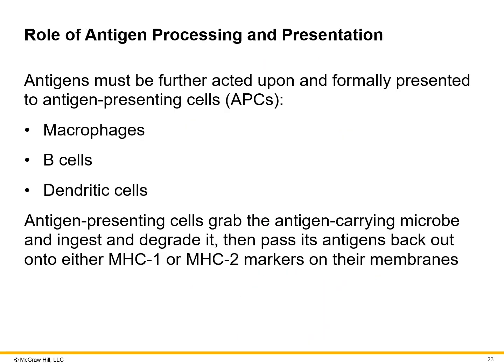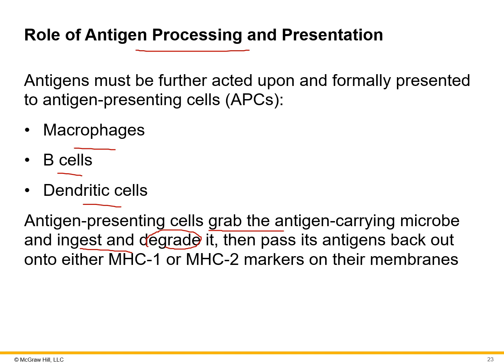So now the role here of antigen processing and presentation, because this is, again, a really important part of adaptive immunity. There are 3 types of antigen presenting cells: macrophages, B cells, and dendritic cells. And what it means to present is that the cell literally grabs that antigen carrying microbe, say a virus or a bacteria, ingests it, and chomps it up in those lysosomes.